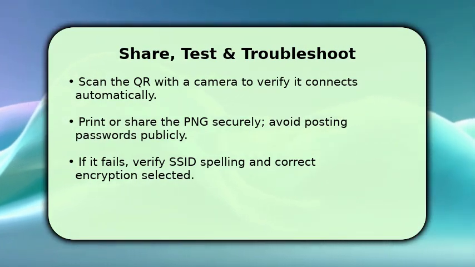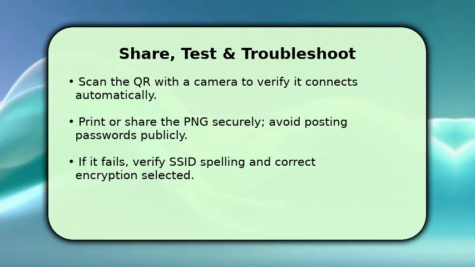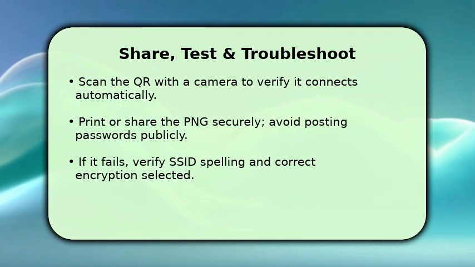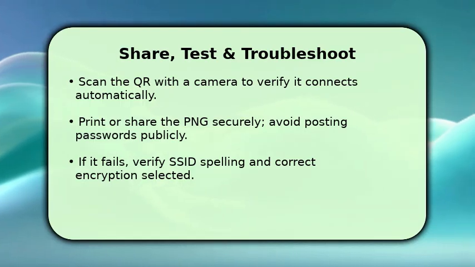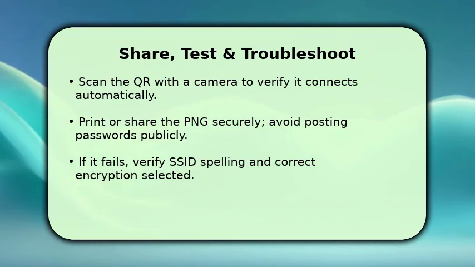Scan it with a phone camera to confirm automatic connection. This verifies the string is correct. Save a high-resolution PNG or print a copy for guests, but share only through trusted channels to avoid exposing your network. If something goes wrong, recheck SSID spelling, the exact password, and the encryption type.